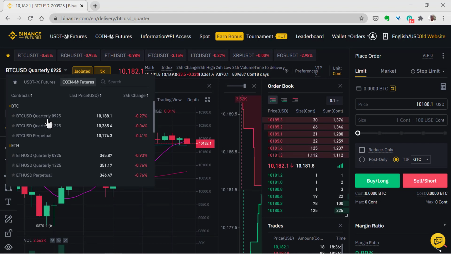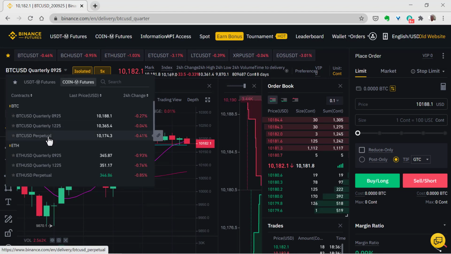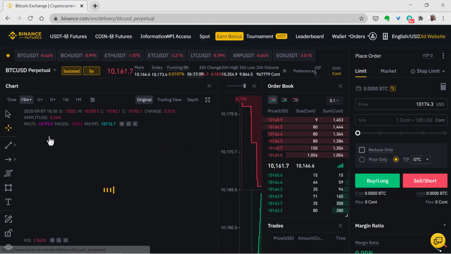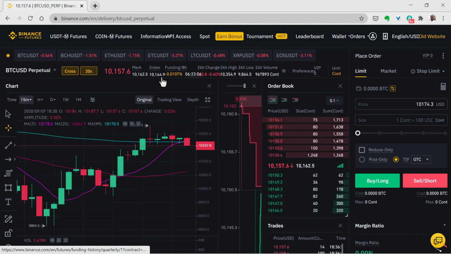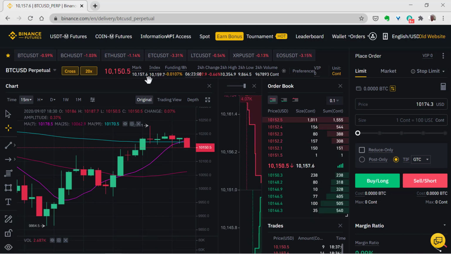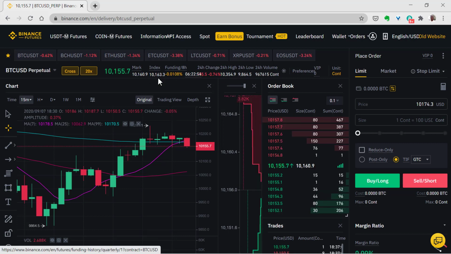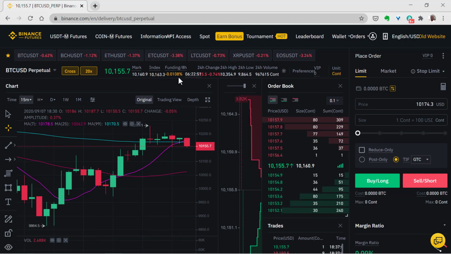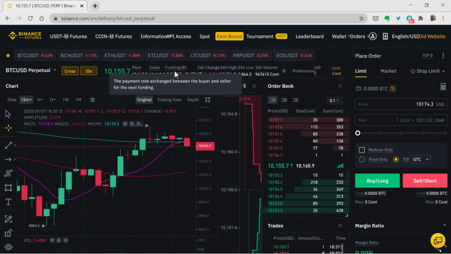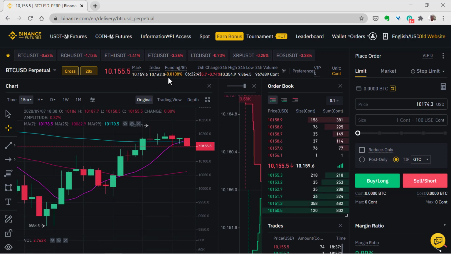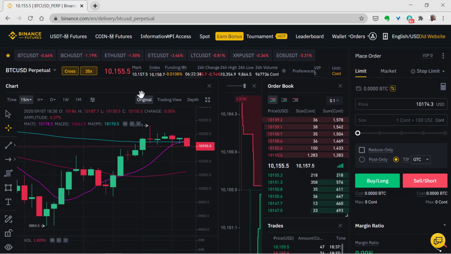So let's go to the perpetual contract, because the calculation for the mark and index prices of that contract are different. So here we have the mark and index price, just like the quarterly futures contract, but we also have funding. So the mark price here is calculated using a calculation that involves the index price and the funding. So for the funding, it is basically the payment rate that is exchanged between the buyer and the seller. So when it is negative, shorts pay longs, and when it's positive, longs pay shorts. So that's it for the perpetual contract.